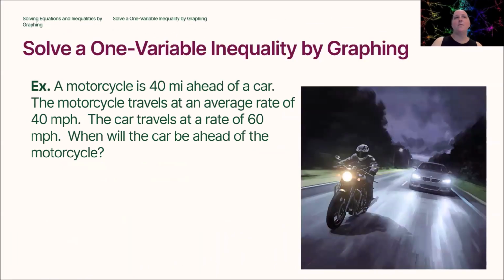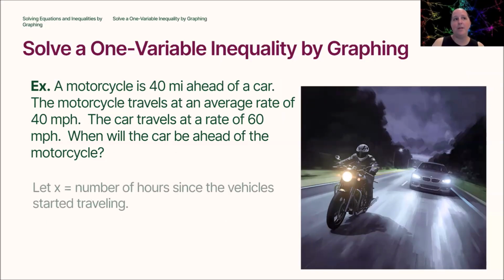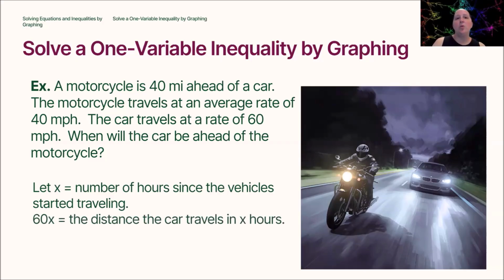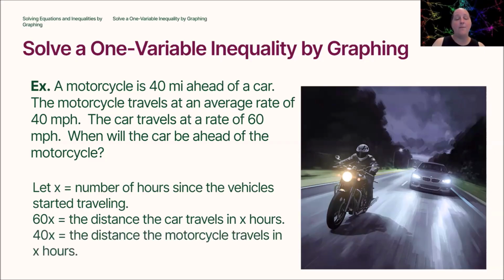So a motorcycle is 40 miles ahead of a car. The motorcycle travels at an average rate of 40 miles per hour. The car travels at a rate of 60 miles per hour. When will the car be ahead of the motorcycle? So I'm going to let x equal the number of hours since the vehicles started traveling. We know the car is traveling 60 miles an hour, so 60 times however many hours it's traveling, so 60x. The motorcycle is traveling 40 miles per hour, so the distance the motorcycle travels in x hours is 40x.